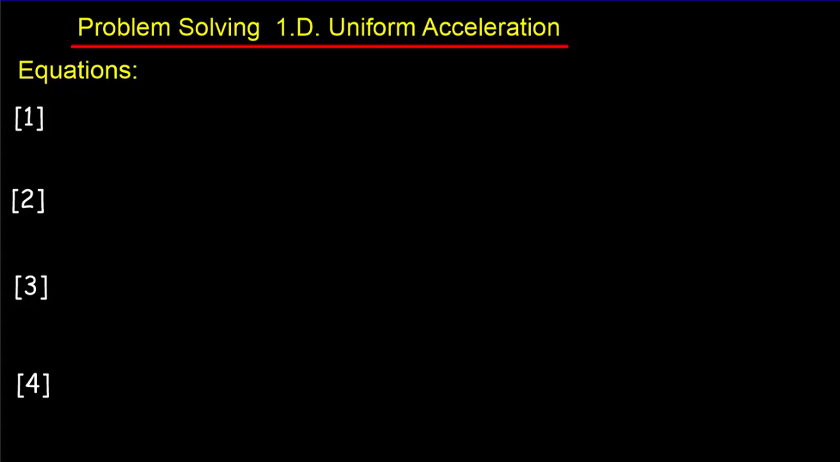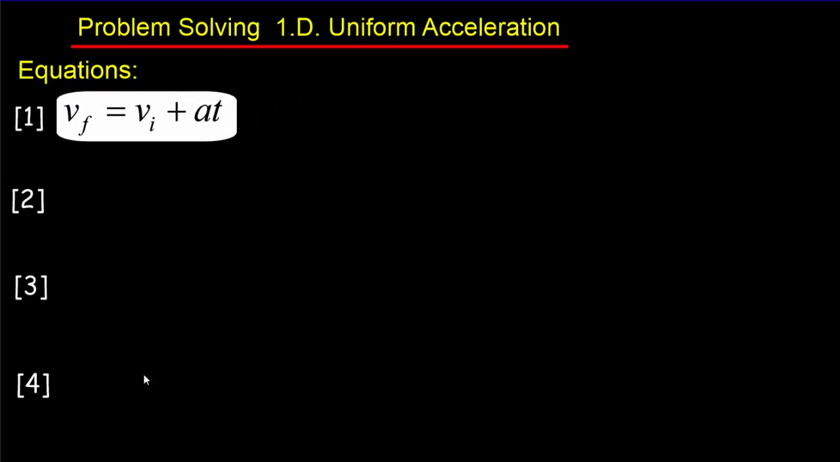As I said, we have 4 equations for one-dimensional uniform acceleration. Now, if you look in some textbooks, you're going to get 5 equations there. Other textbooks will give you 3 equations. And the reason you can get more or less is because some of them can be derived from the others. So the first equation is that the final velocity will equal the initial velocity plus the acceleration times time.